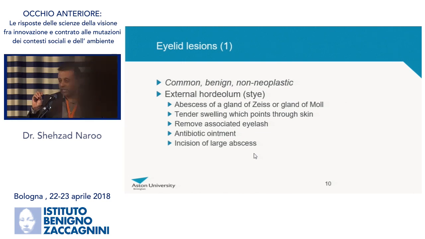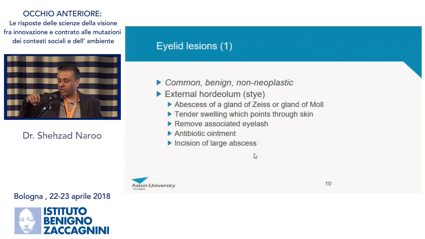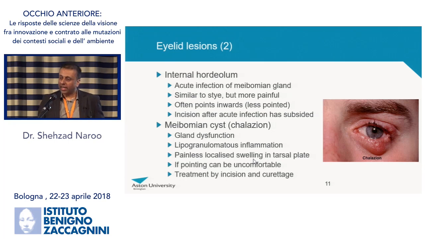And often there's an eyelash associated with the cyst as well. And it's quite a large cyst, and you need to have some sort of surgical intervention to break this. Internal hordeolums, which are more associated with the meibomian glands, very similar to the stye, but usually more painful. And they can be pointed as well, so that the shape of the internal hordeolum is triangular, and sometimes they point inwards. And if they point inwards, then this can affect the cornea as well and can distort the cornea.